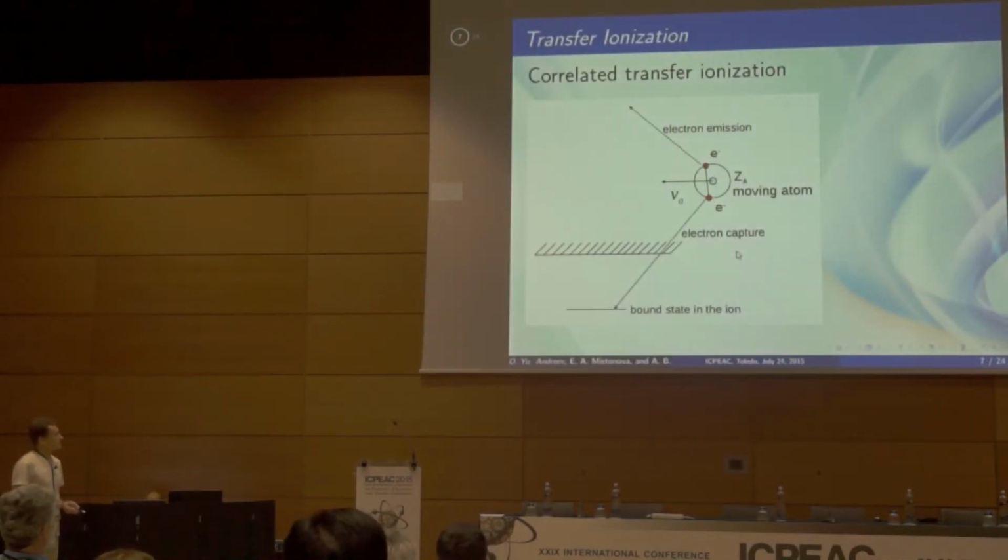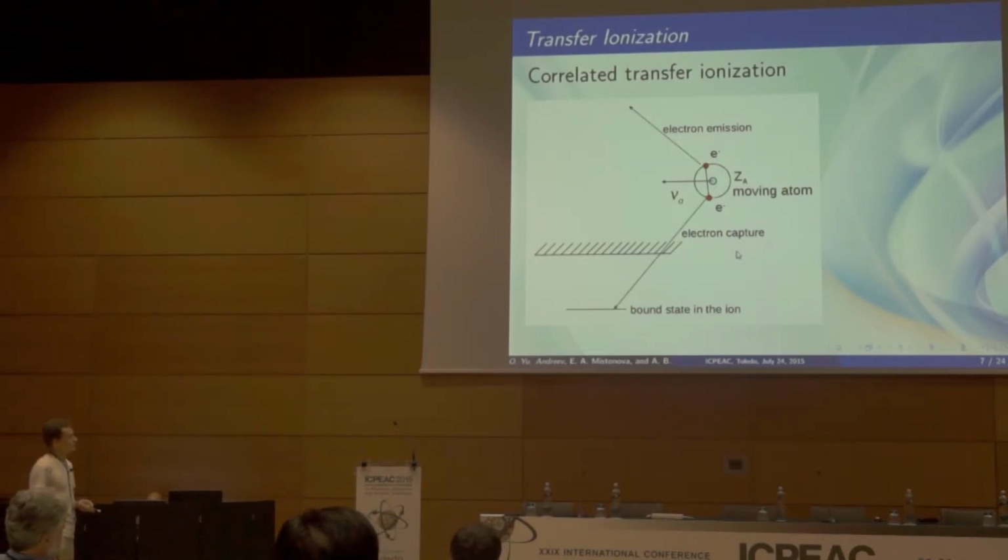Here is a scheme of correlated transfer ionization considered in the rest frame of the heavy nucleus. So the moving atom with at least 2 electrons, one electron is captured to a bound state of the nucleus, and the excess energy is taken by the second emitted electron.